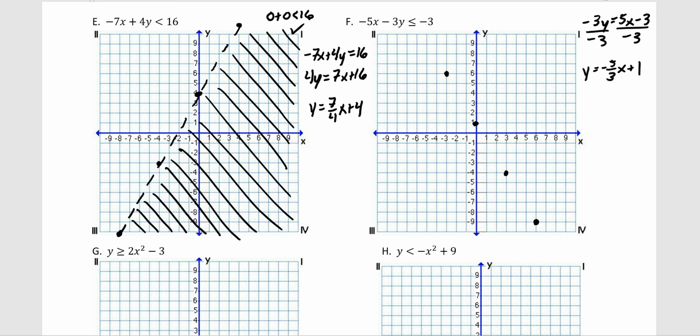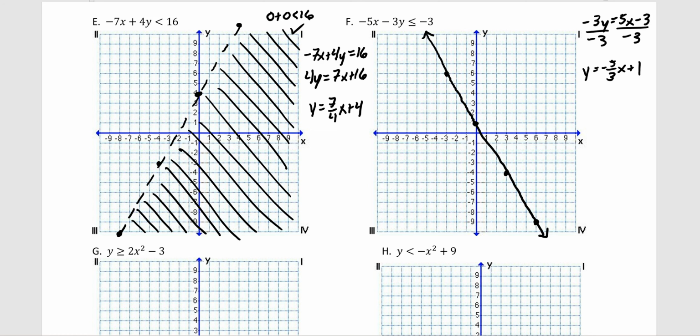All right, solid or dashed line here? Well, since this is less than or equal to, I will have a solid line. Let's see how I do here. It's not bad. That's not bad at all. Very good. Okay, and now I need to shade.